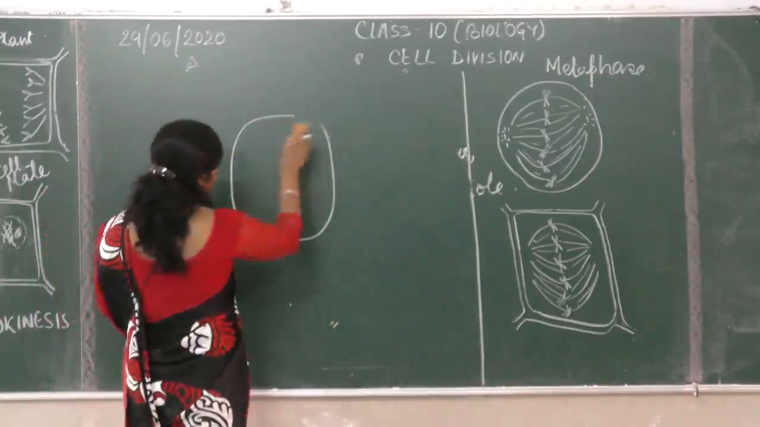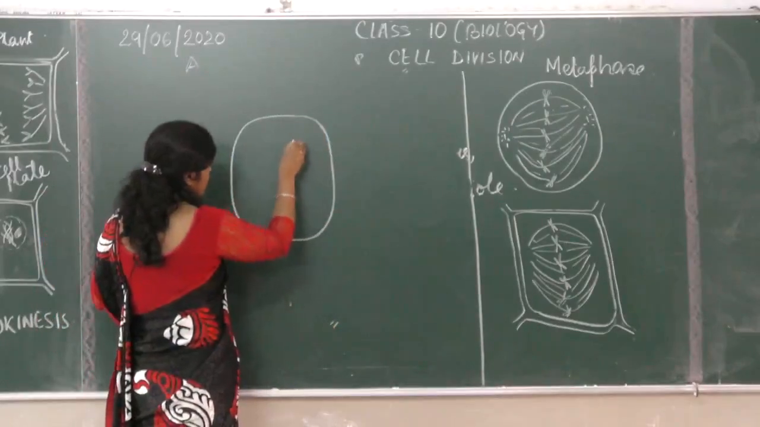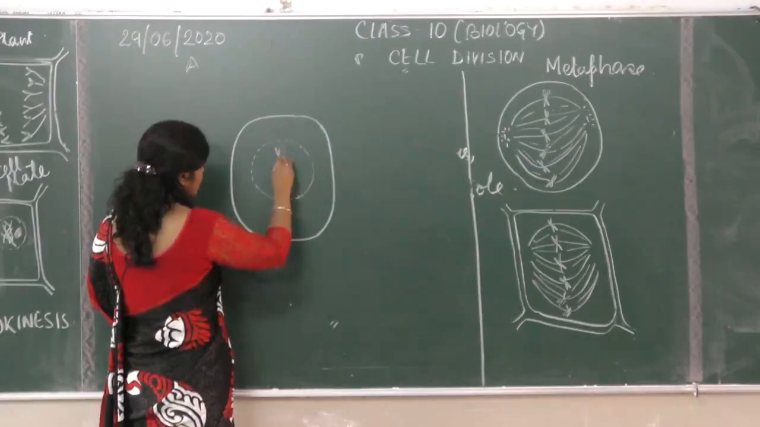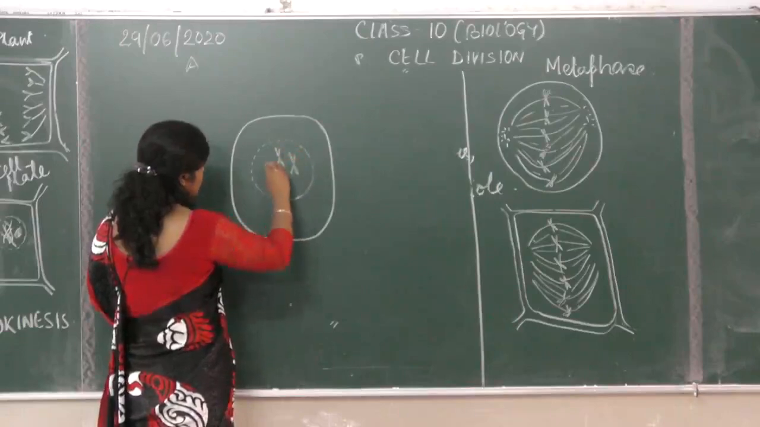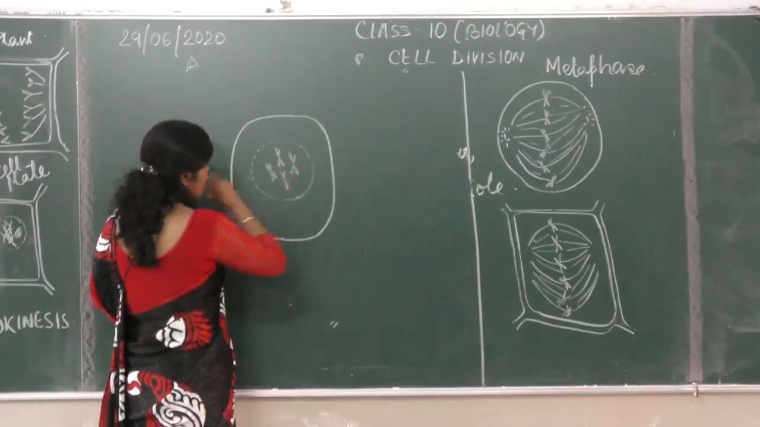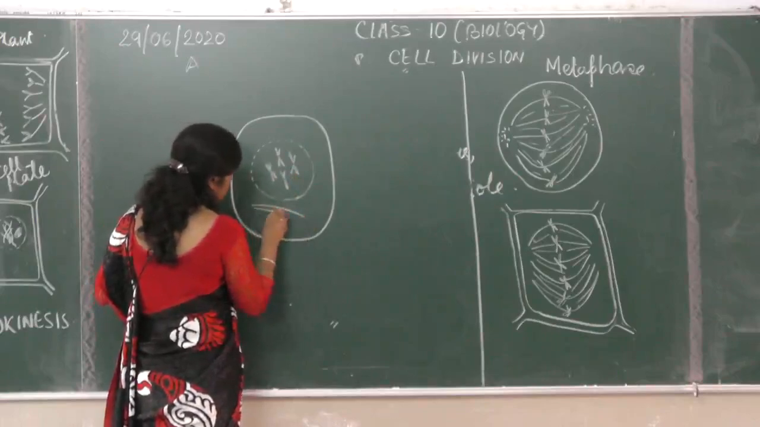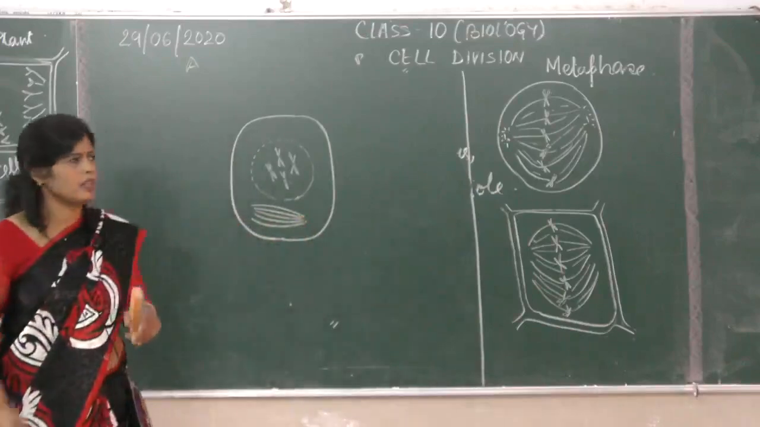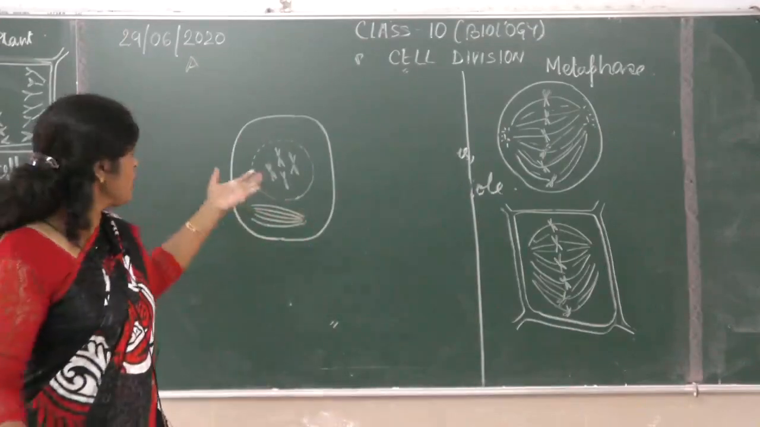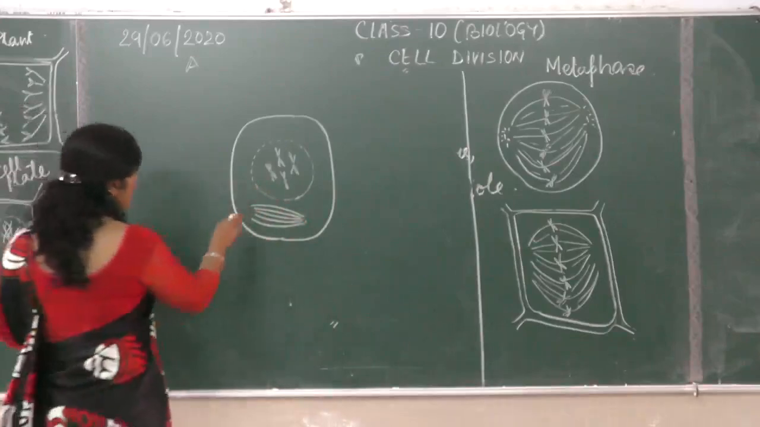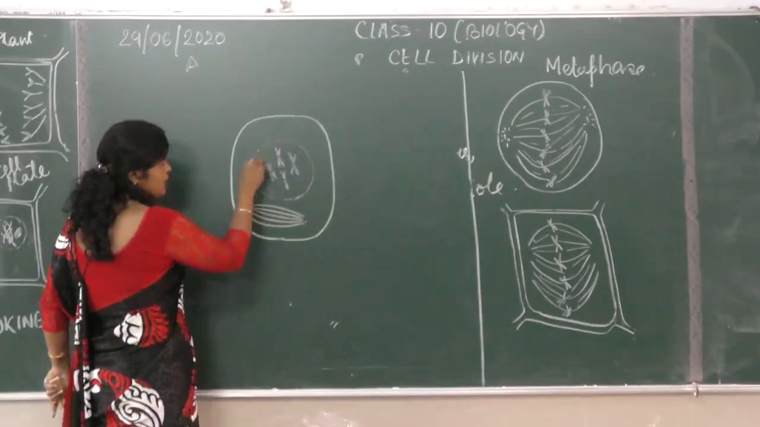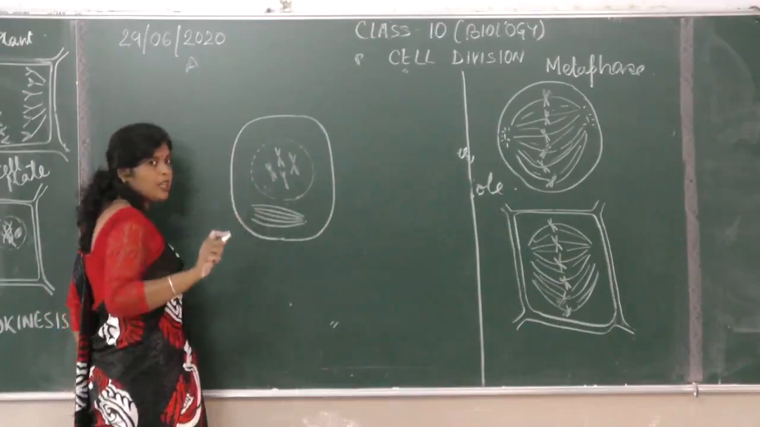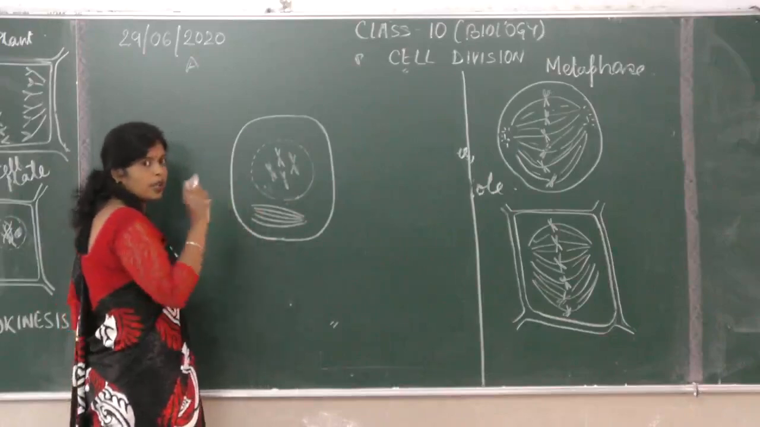Suppose a cell like this is given, and the diagram is given like this, and the chromosomes are shown like this, and then here it's shown like this. Quite possible it can be asked like this: identify the cell, identify the phase. You will say prophase. Why do you say it is prophase? Because the nuclear membrane is disappearing, the nucleolus is disappearing. Is it all right? They can still be seen, so it is prophase.